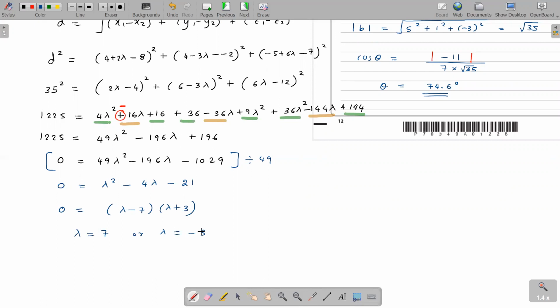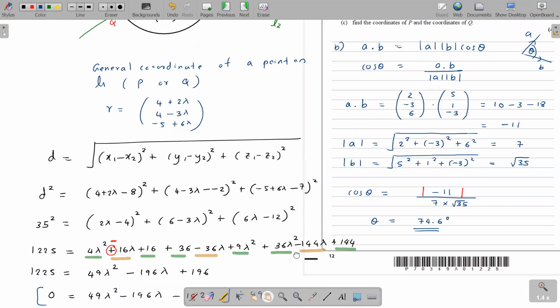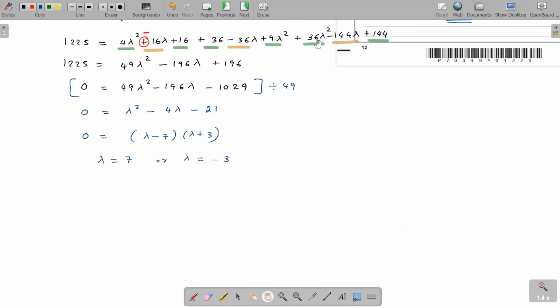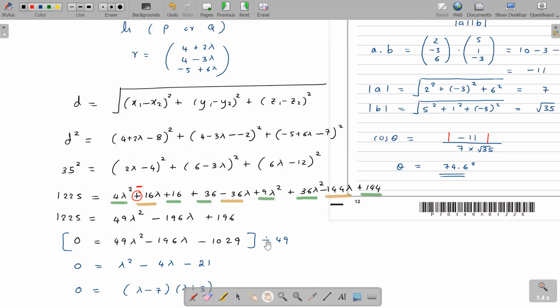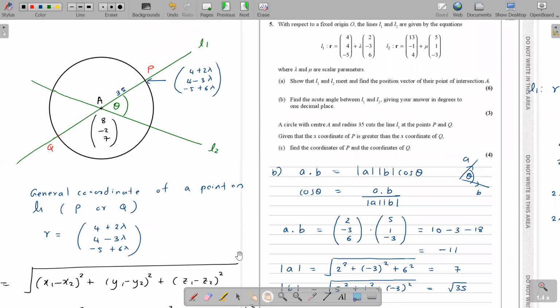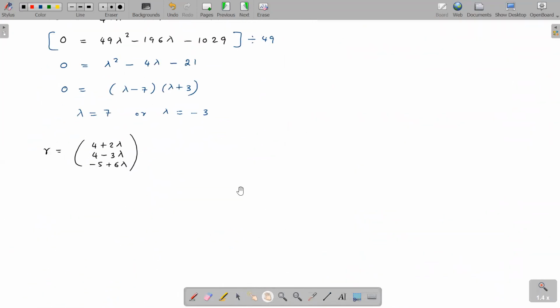Okay, so then let's substitute those two lambda values into the R equation and get the P and Q coordinates. R is, tell me the equation for R. 4 plus 2 lambda, 4 minus 3 lambda, minus 5 plus 6 lambda. Right, so this is the R value. Now let's input the value of lambda. When lambda is 7, what do we get for R here? Substitute 4 plus 2 times 7, 4 minus 3 times 7, minus 5 plus 6 times 7.